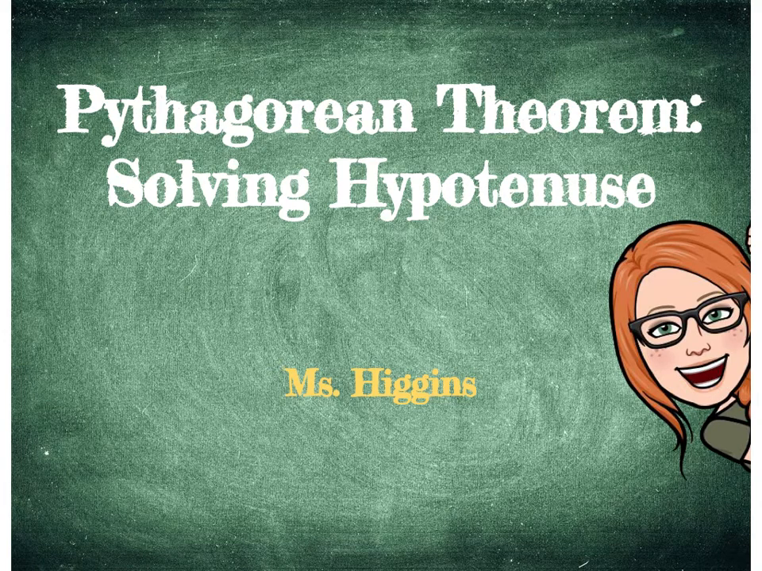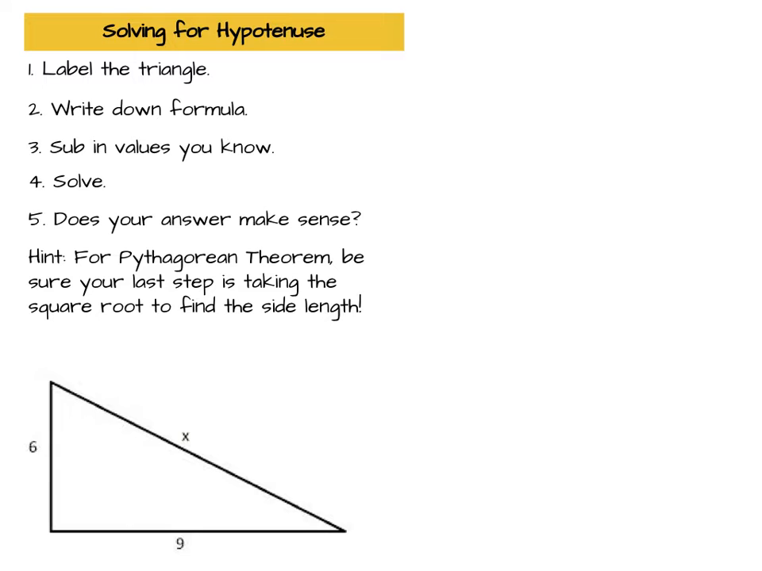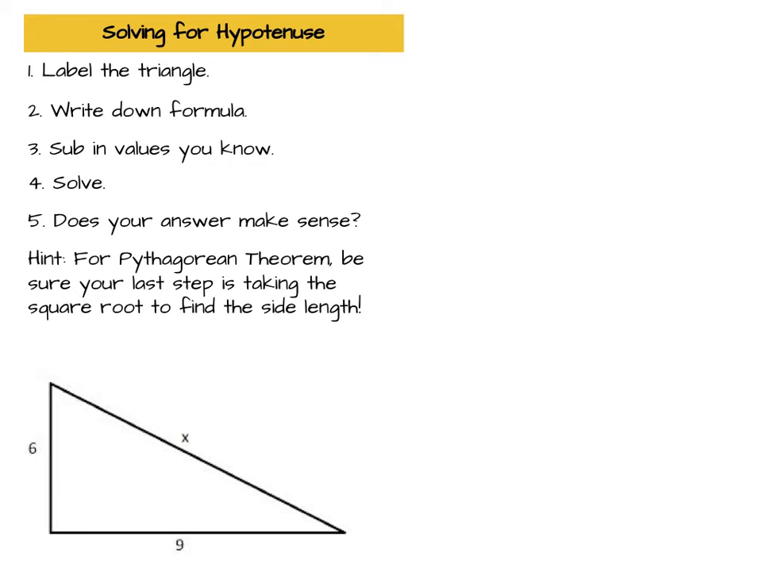Pythagorean theorem, solving for the hypotenuse. Anytime we solve a right angle triangle using the Pythagorean theorem, in this case solving for the hypotenuse, you want to start by labeling your triangle. In this case we know our right angle is here, so that means C, or the hypotenuse, is directly across, and then A and B are on either side.